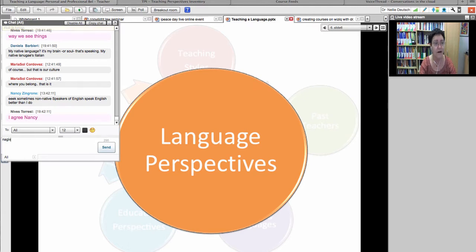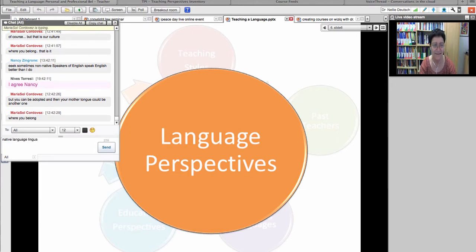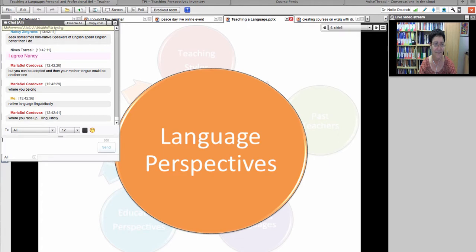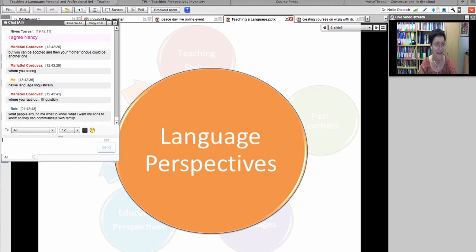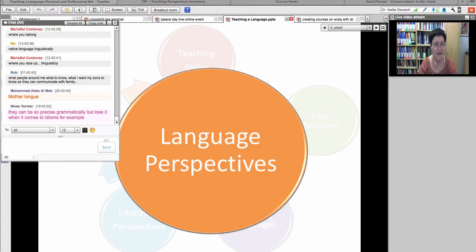This is a question. What does a native language mean? Linguistically, there is a criteria for a language being linguistically native. What people around me, what I know, what I want my sons to know so they can communicate with family in a meaningful, understood way. They can be so precise grammatically but lose it when it comes to idioms, for example. Yes, but what is innate?